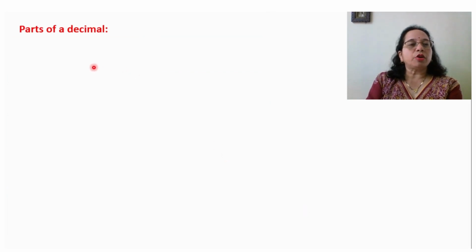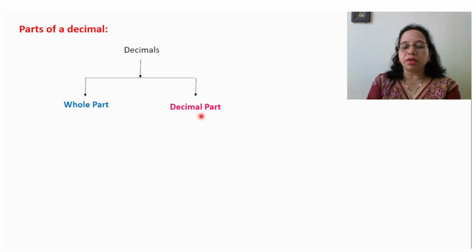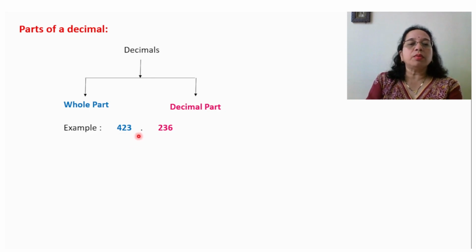Now the next subtopic is parts of a decimal. A decimal has two parts, the whole part and the decimal part. Take the example 423.236. This is known as a decimal because the number is denoted with the help of a decimal point. The left hand side of the decimal point is known as the whole part, and the right side of the decimal point is known as the decimal part.